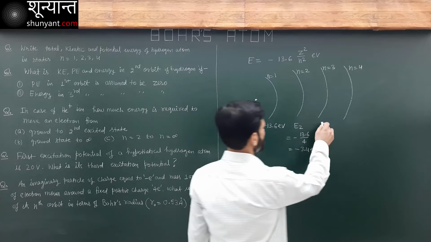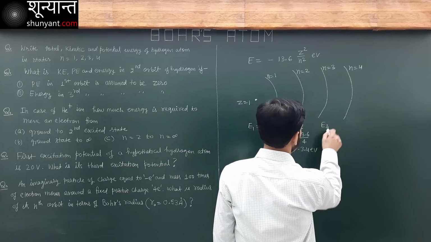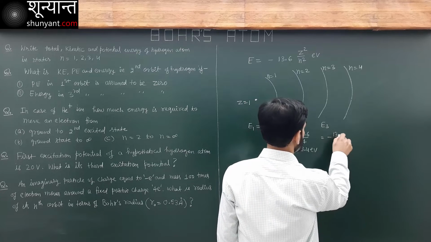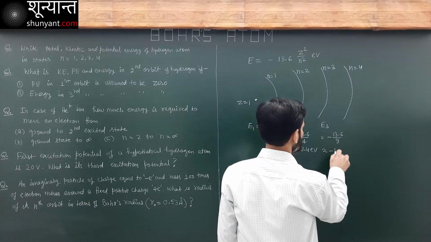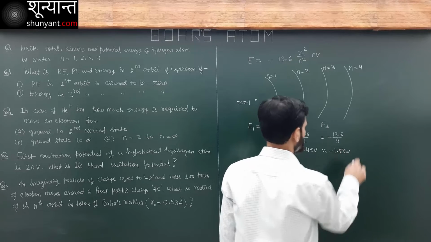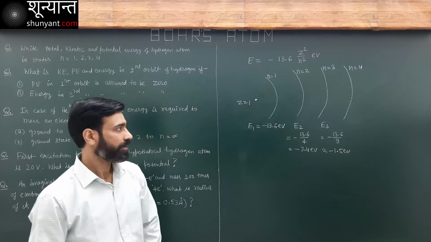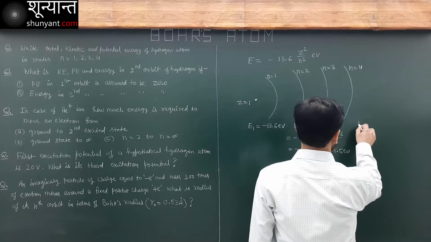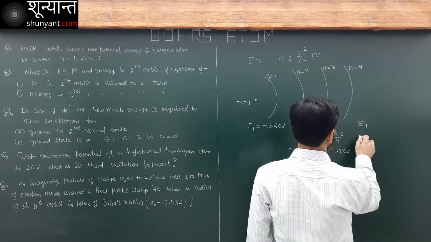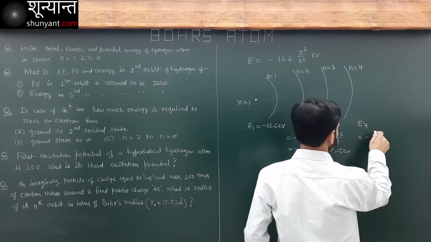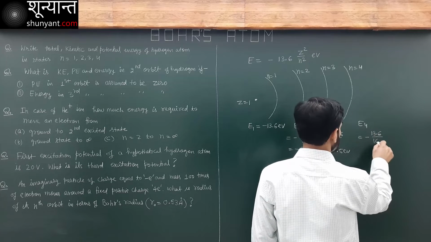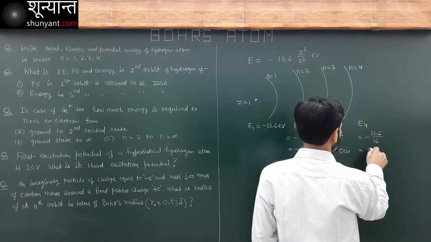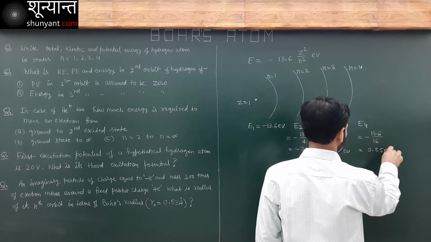Okay. E3. What will be E3? Minus 13.6 over 9. This will be approximately minus 1.5 electron volt. And then this fourth one here, E4, is equal to minus 13.6 over 16. This will be approximately minus 0.85 electron volt.